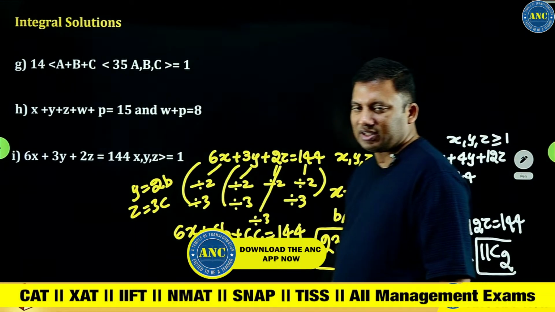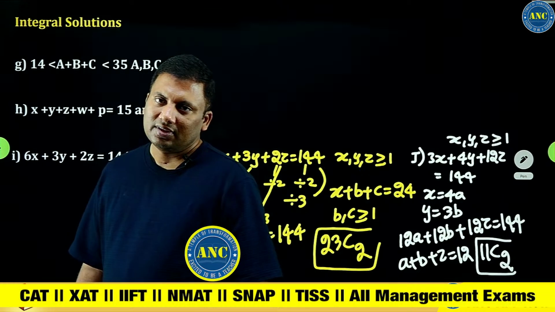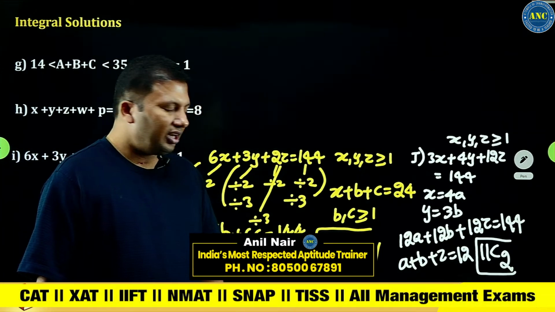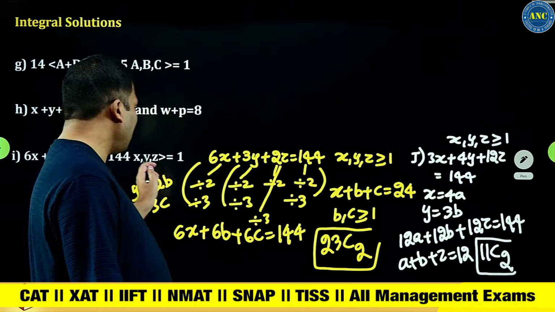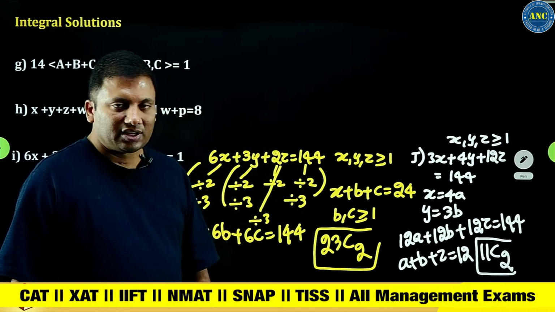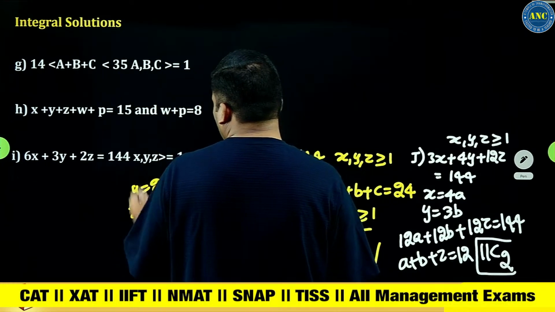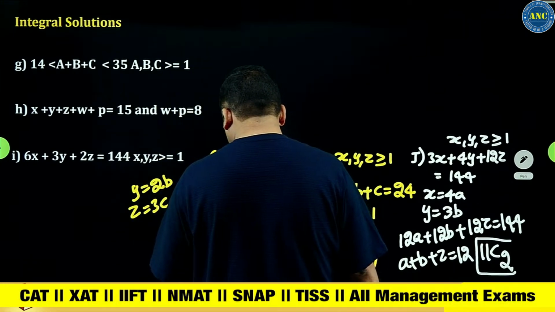12 variables are there. How many gaps? 12 balls are there. 11 gaps will be there. 3 variables, 2 cuts. The i and j concept is clear. Next one, G, already we did.